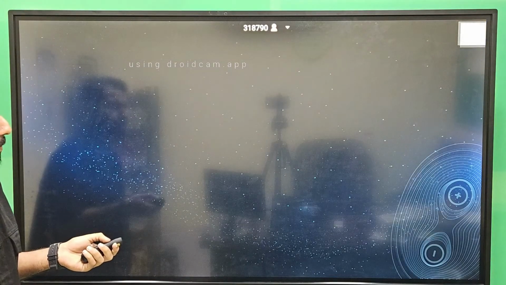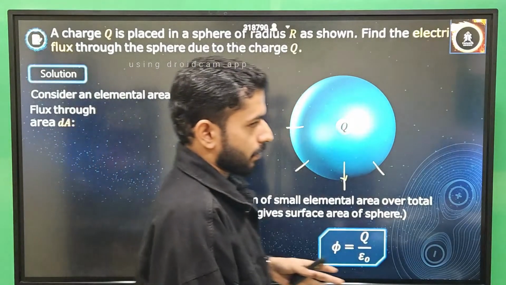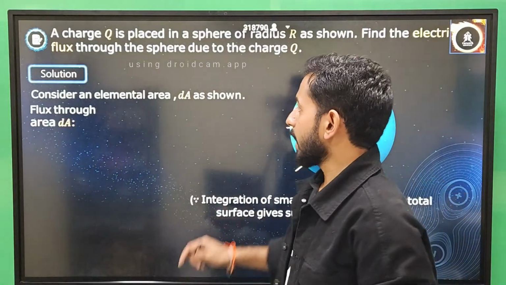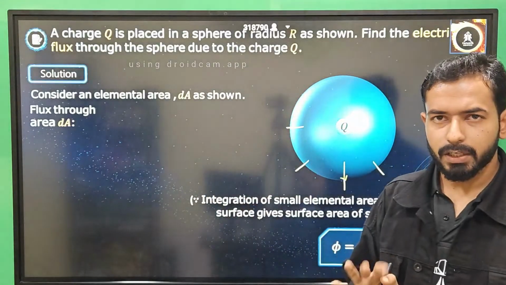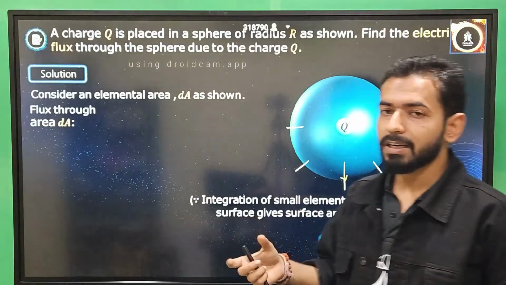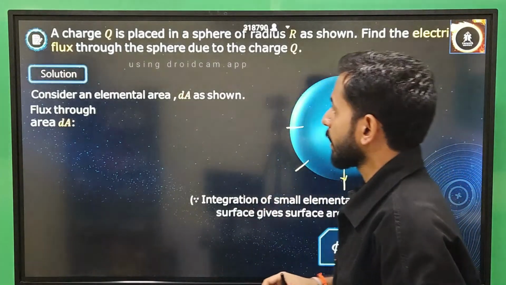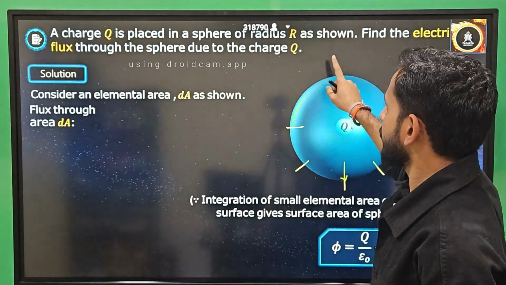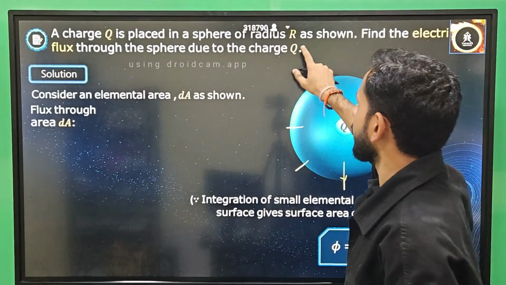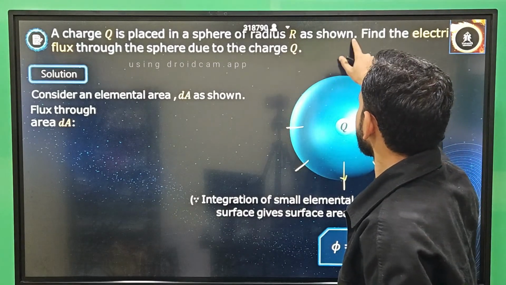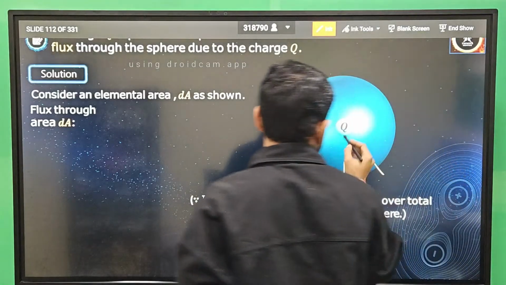Now see how you will calculate flux for some closed surfaces. I have made it in the form of a question, but it is a concept that you have to understand, and this is the starting of Gauss law. This is the base of Gauss law that I am telling you about. A charge q is placed inside a sphere of radius r as shown. Find the electric flux through the sphere due to this charge. How will we write it? Let's see. Where is the pen? A charge q is placed here.